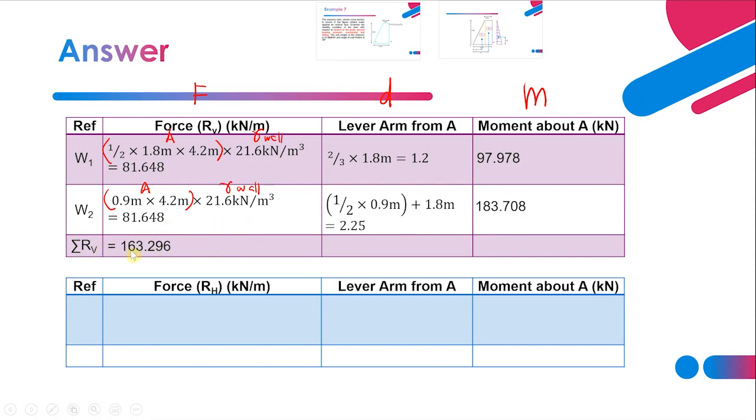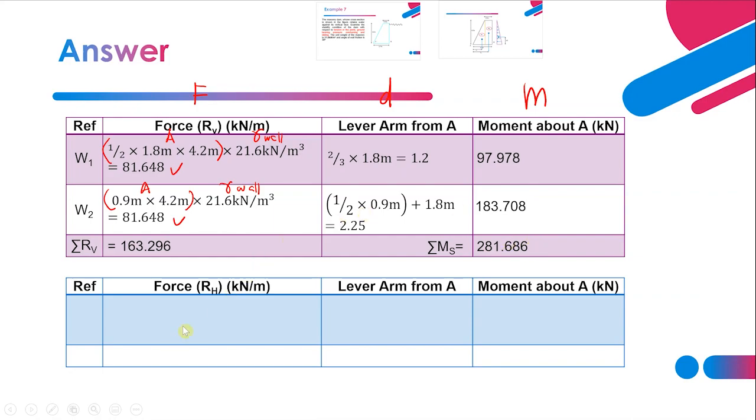You have to calculate the total vertical forces, which is total RV. It is 163.296. Just add these two forces. For total stabilizing moment, this is stabilizing moment because the wall itself helps to stabilize the retaining wall. The weight itself, you just add these two moments, you will get the value.